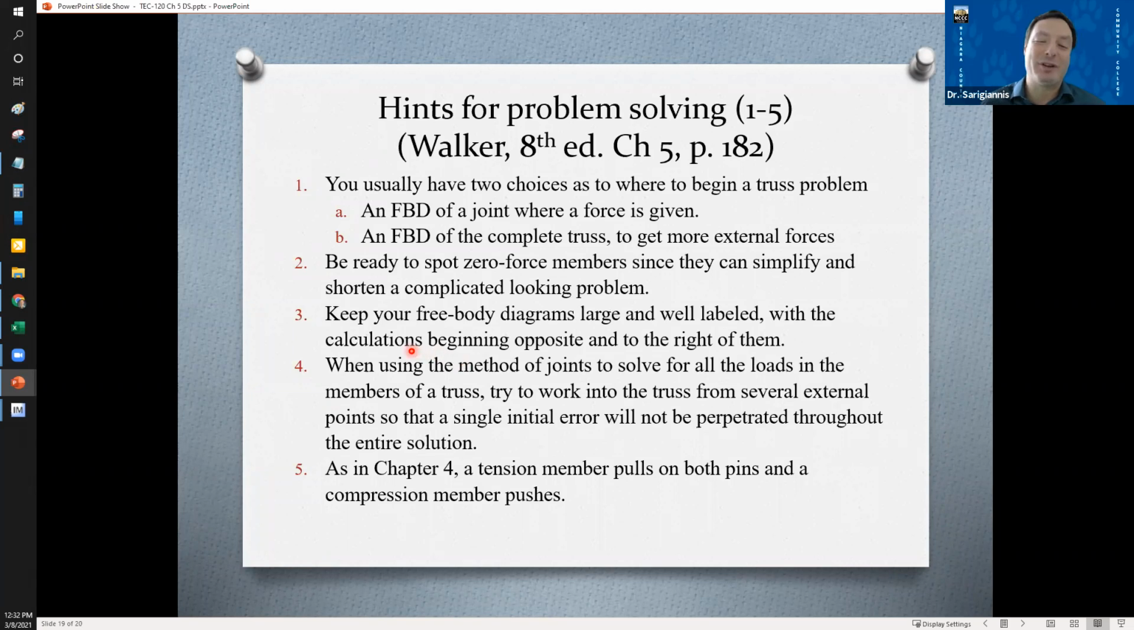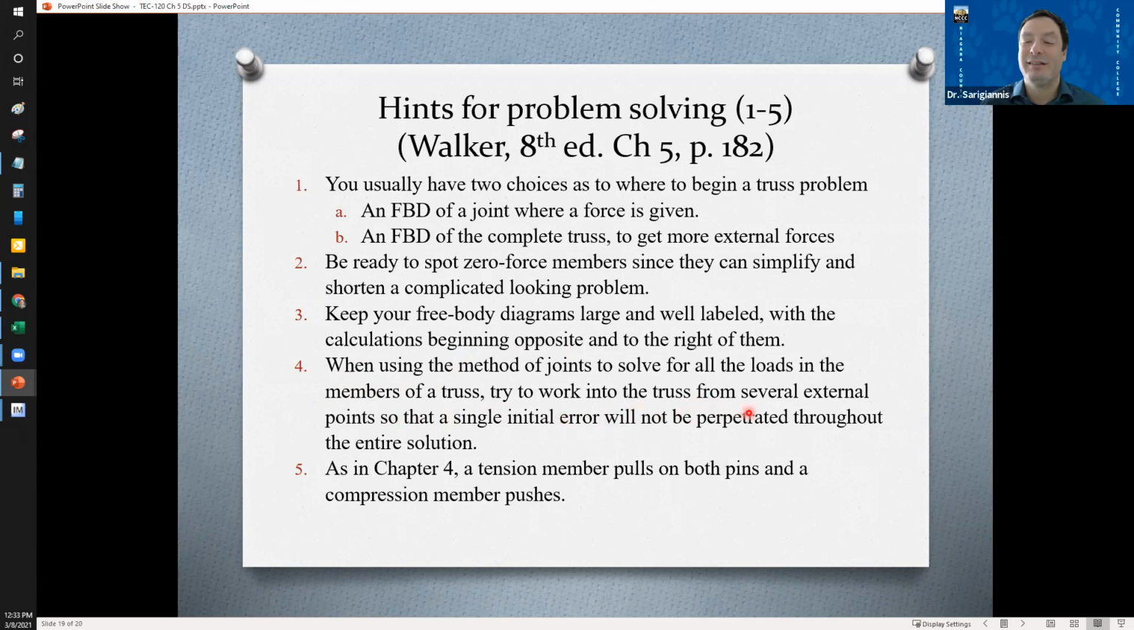And this is telling you with your calculations. So this is assuming you draw your free body diagram on the left. You want to try to keep all your calculations near your free body diagram, right? Method of joints, right? Try to start from, find a truss where you've got some external points, right? That you know, and solve all the information in that section, right?